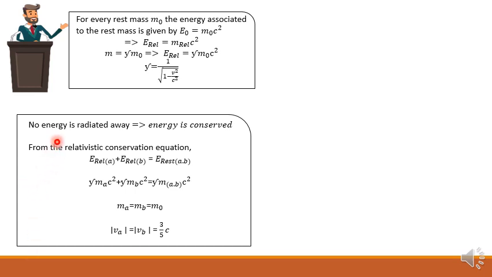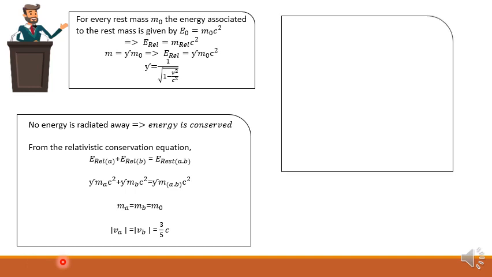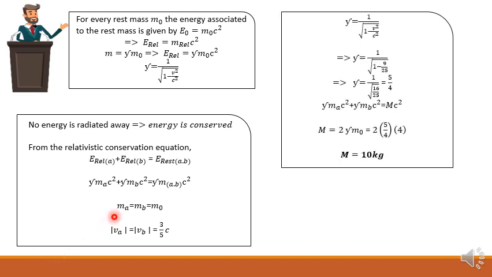Now, we are told that no energy is radiated away, and then from here it means that energy is conserved. Therefore, we are free to use the relativistic conservation equation. So I'm going to use the relativistic energy conservation equation. It means the equation is this: the relativistic energy of A plus the relativistic energy of B is equal to the relativistic energy of A and B. And then we're just going to equate because we already had them from up, which is going to give us this. This is the equation.